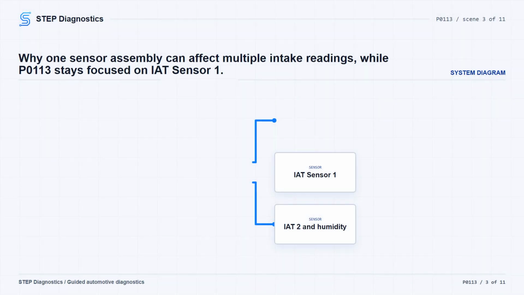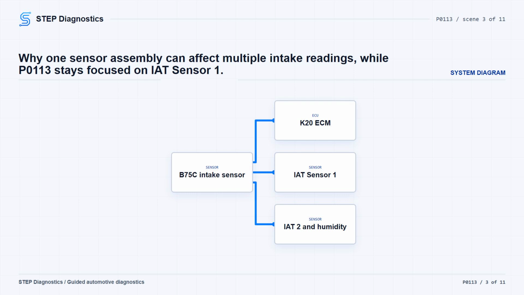The B75C multifunction intake air sensor is doing several jobs in one assembly, including mass airflow, humidity, barometric pressure, and intake air temperature sensing. For this P0113 path, keep the focus on IAT sensor 1, but remember the shared check also watches IAT sensor 2 and the intake air humidity sensor.